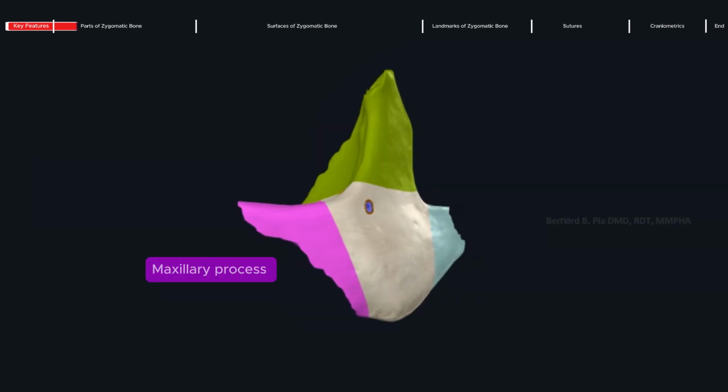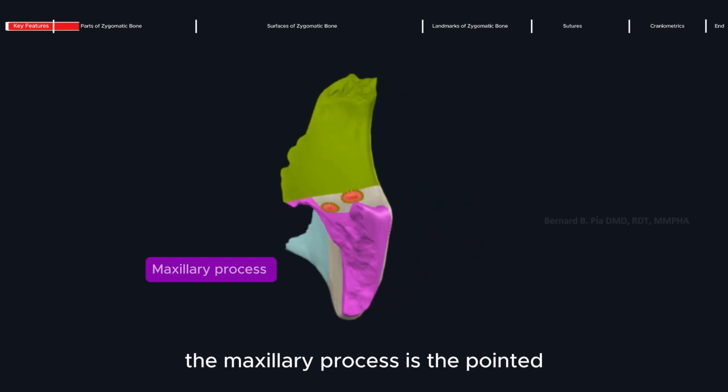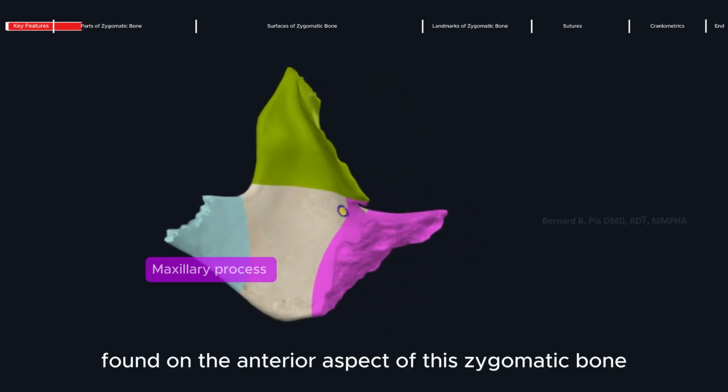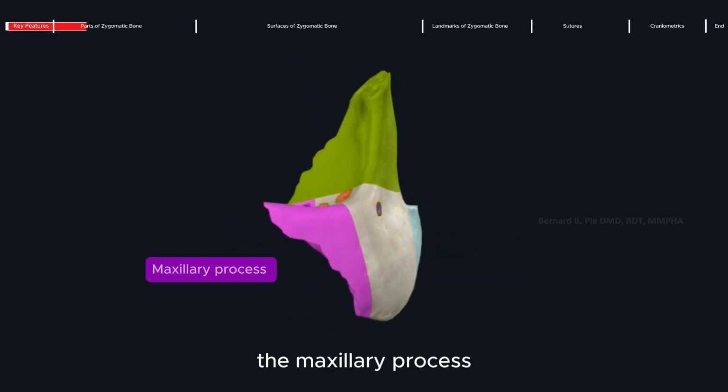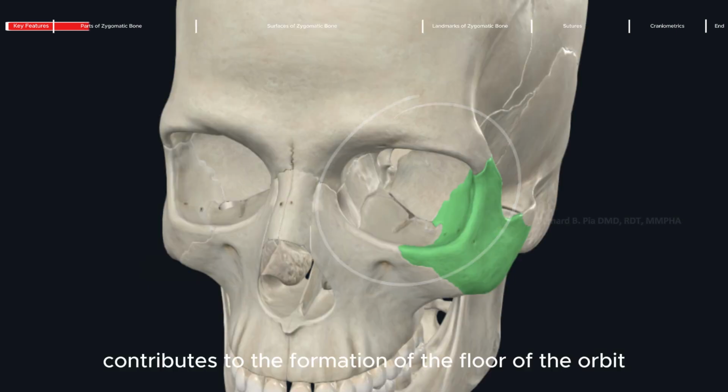2. The maxillary process is the pointed, anteromedial projection found on the anterior aspect of the zygomatic bone. The maxillary process contributes to the formation of the floor of the orbit.